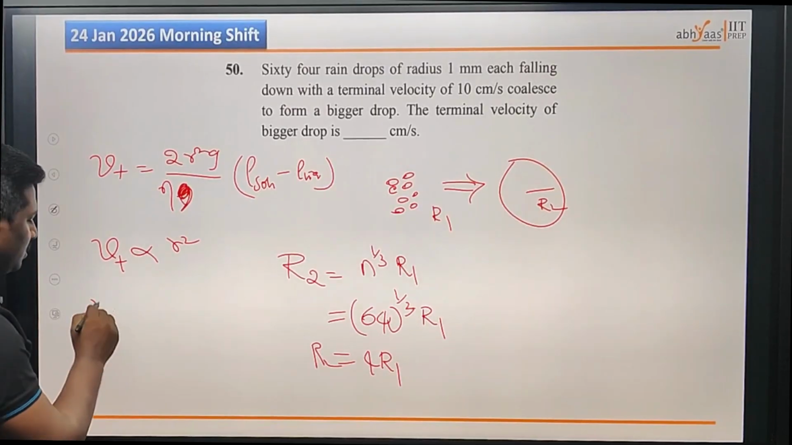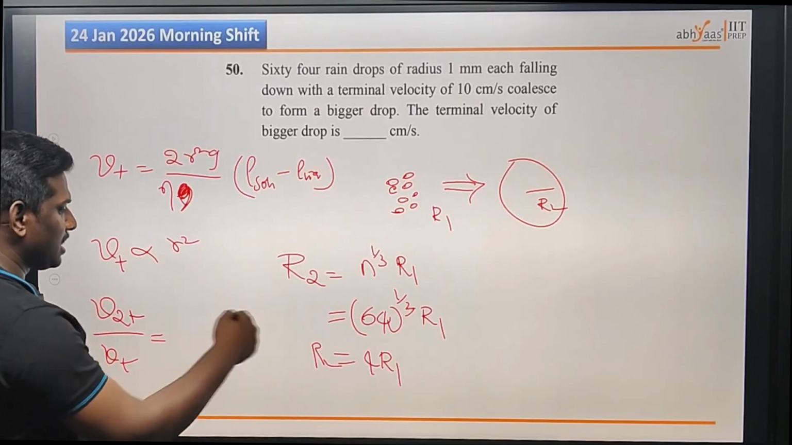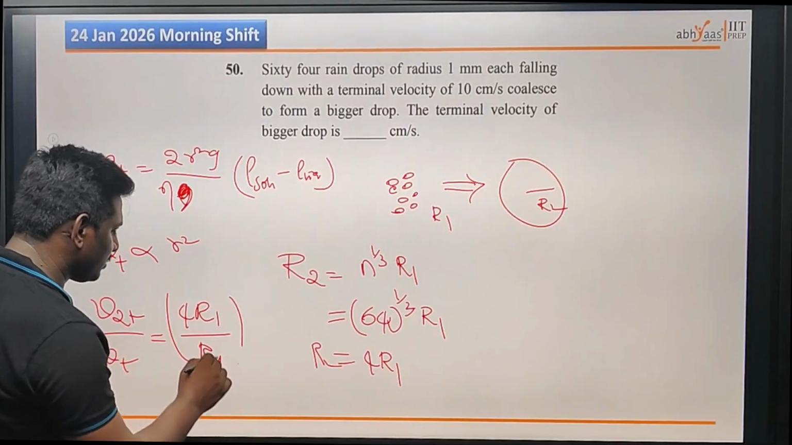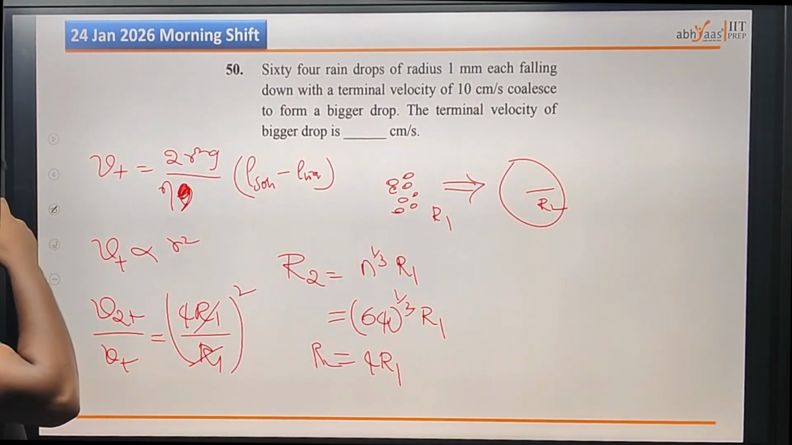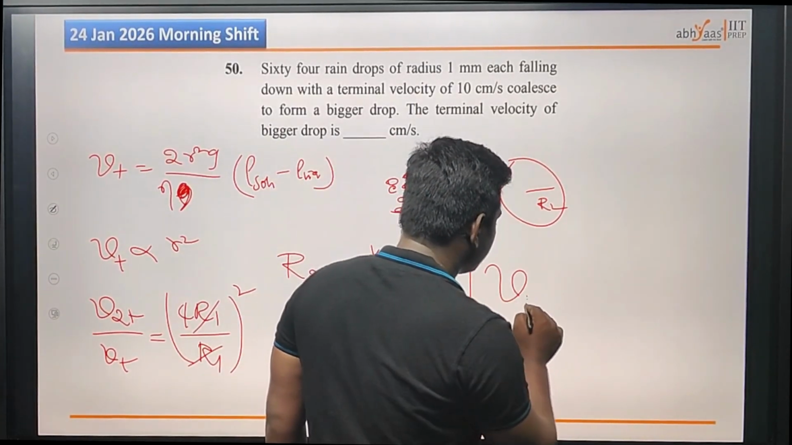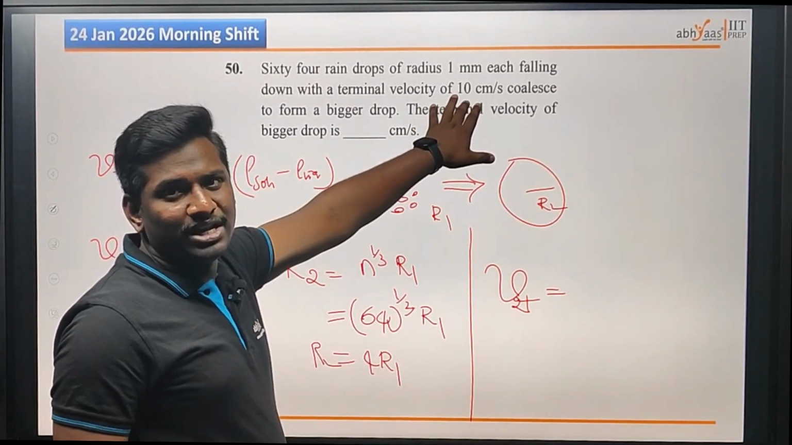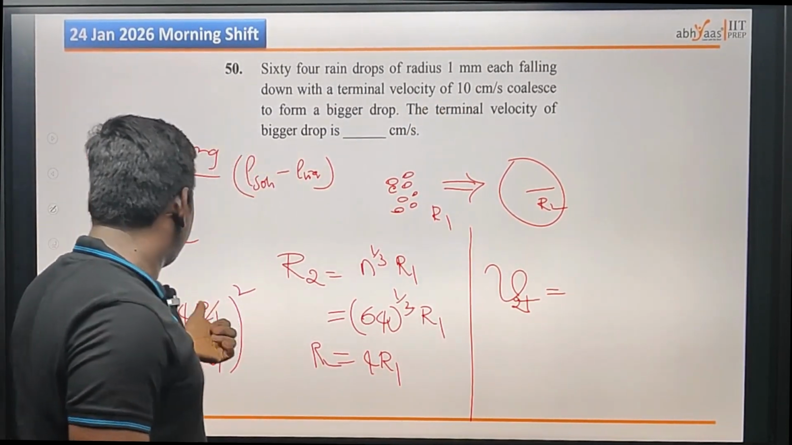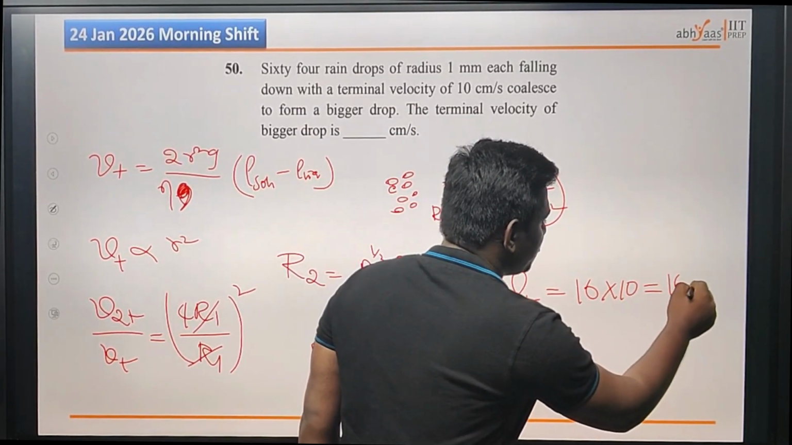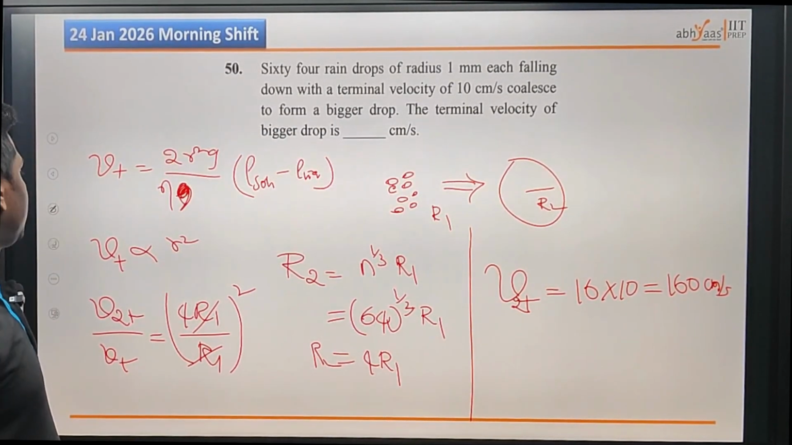So see here, VT2 by VT1 can be written as (R2 by R1) whole square, that is 4R1 by R1, R1 gets cancelled, square. You have to take square. So 4 square, what will be the final terminal velocity, that is VT2. For first terminal velocity 10 centimeter per second, we are having 16. So 16 into 10 is nothing but 160 centimeter per second. That is our final answer.